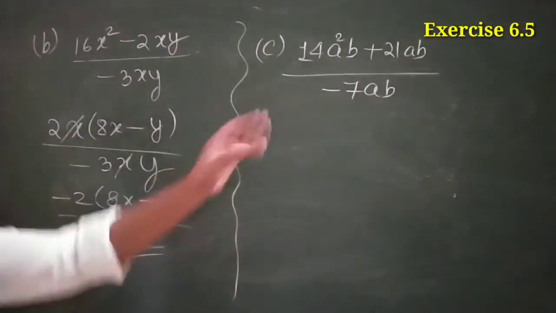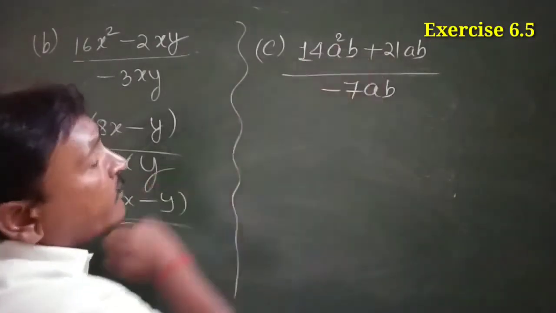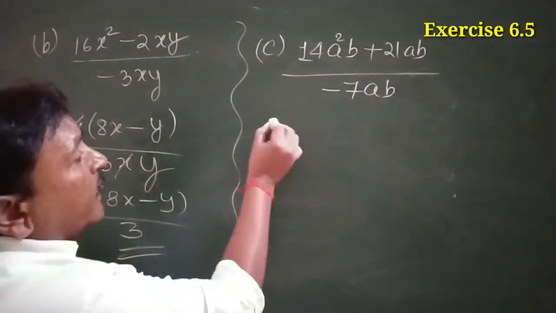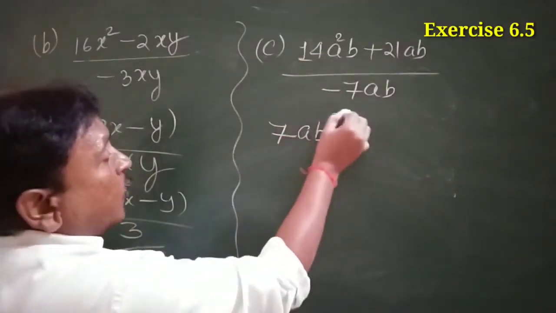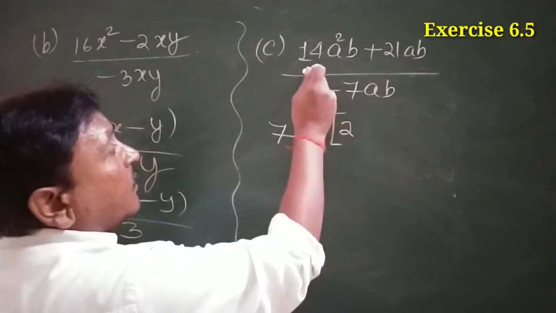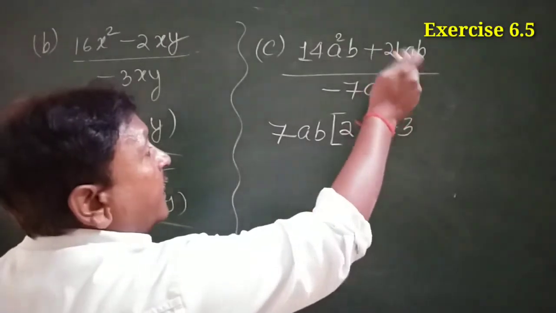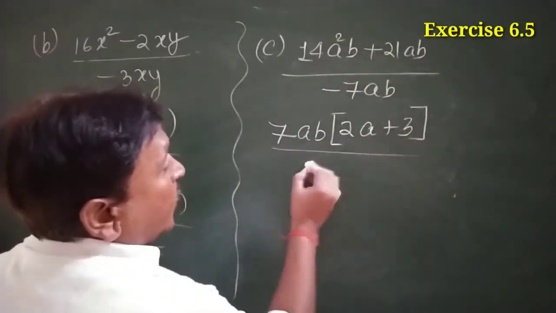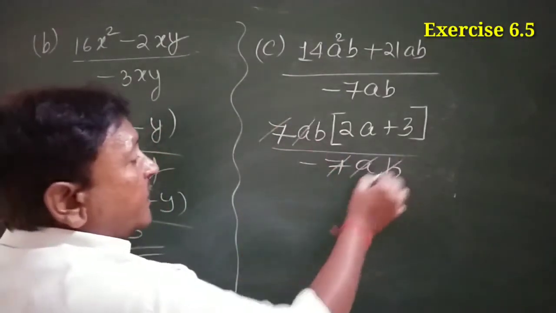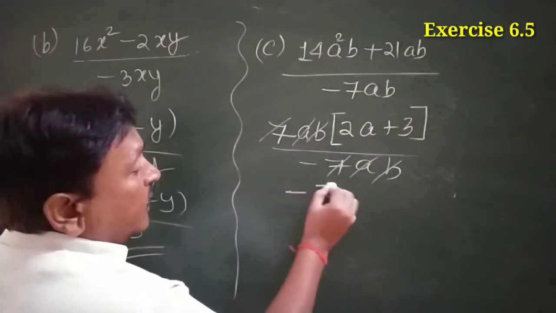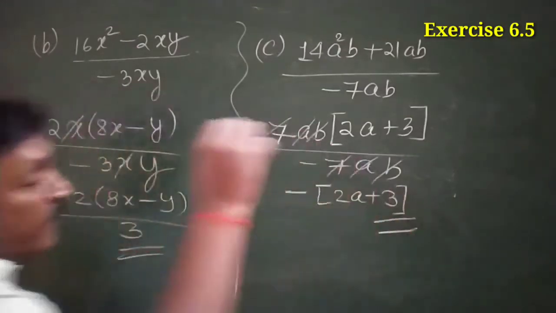Okay. In the same way we will do part C. See what is common here. From numbers we can see 14 and 21 both come in the table of 7, so we will take out 7 outside, and 1a and 1b can be taken outside as common. So what is left inside? 7 2s are 14, a, b is outside, plus 7 3s are 21, a outside, b outside, upon minus 7ab. 7 is cancelled by 7, a is cancelled by a, b is cancelled by b. This minus will come in the numerator. So the answer will be minus 2a plus 3. Okay, note it.